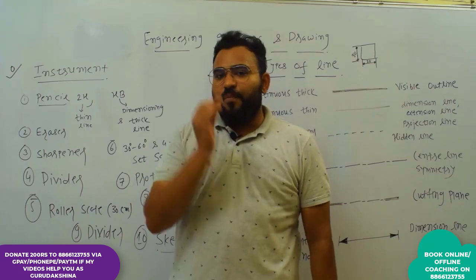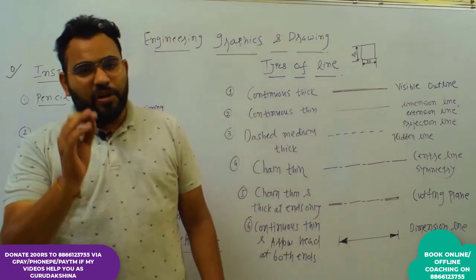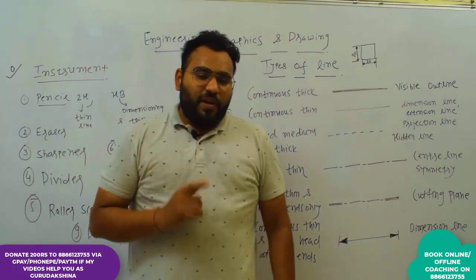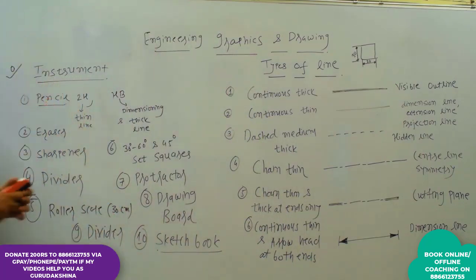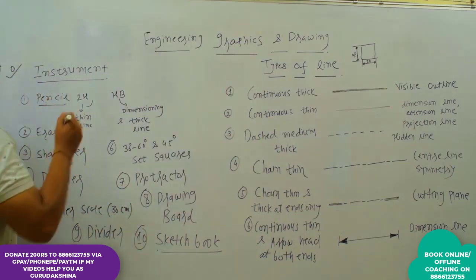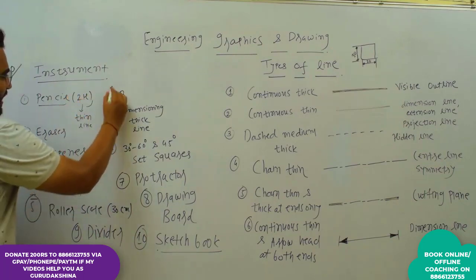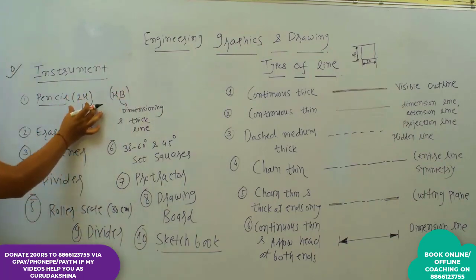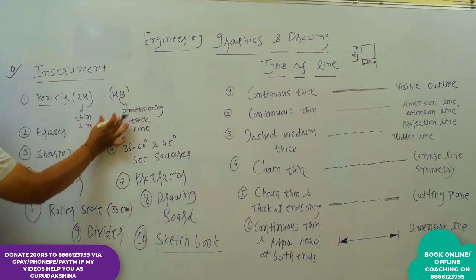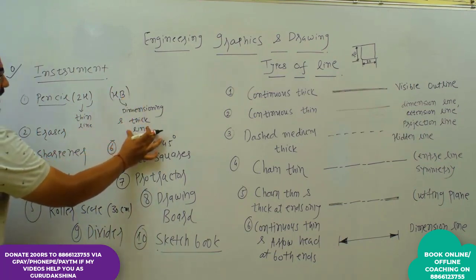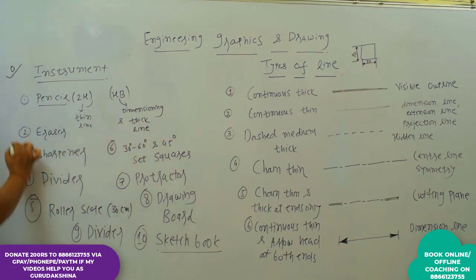This is a very important list. Just write it down on your paper and purchase it. The first instrument you require is a pencil. You require two types of pencil: one 2H grade and another HB grade. The 2H grade pencil is for drawing thin lines, and the HB grade pencil is for drawing thick lines and for dimensioning.